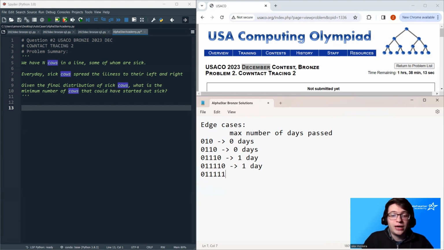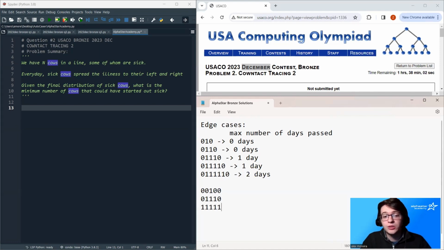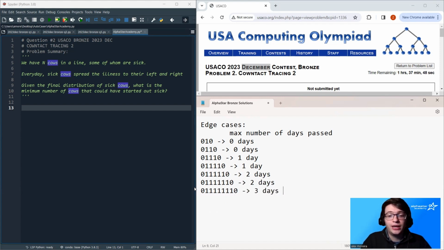Then we can continue the pattern. So 5 would be 2 days. How do we get 5 in 2 days? Well, we start with 1 sick cow. It spreads it to the left and right over 1 day, and then it spreads it to the left and right over another day. We end up with 5 sick cows. 6 sick cows will be 2 days. 7 sick cows will be 3 days, and so on.